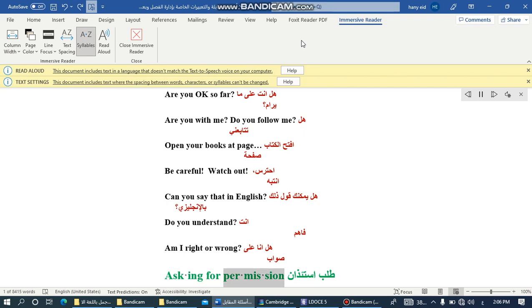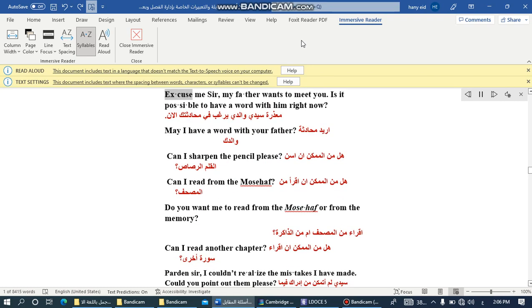Asking for permission. Excuse me, sir, my father wants to meet you. Is it possible to have a word with him right now? May I have a word with your father? Can I sharpen the pencil, please? Can I read from the Moshav? Do you want me to read from the Moshav or from the memory? Can I read another chapter?